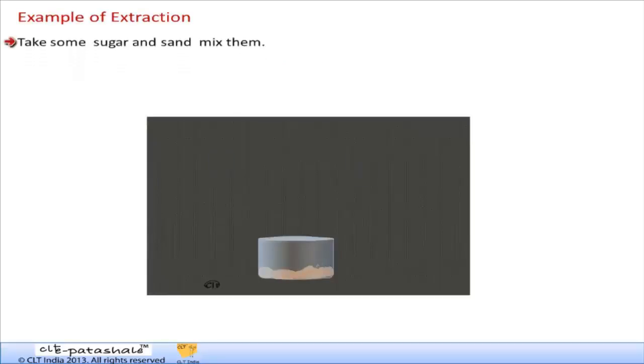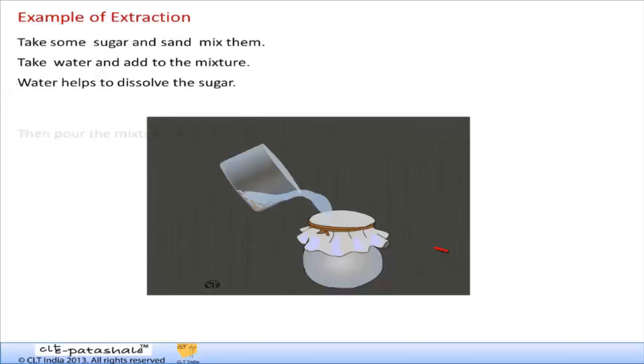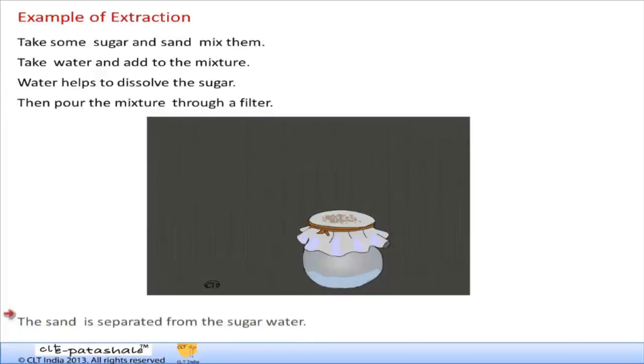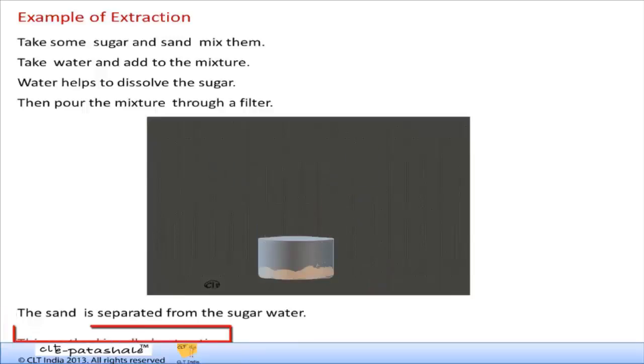Take some sugar and sand, mix them. Take water and add to the mixture. Water helps to dissolve the sugar. Then pour the mixture through a filter. The sand is separated from the sugar water. This method is called extraction.